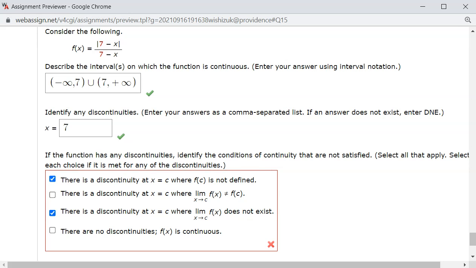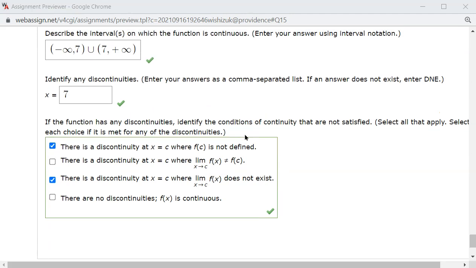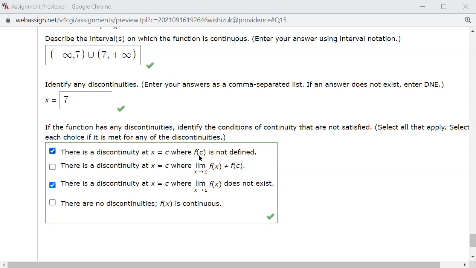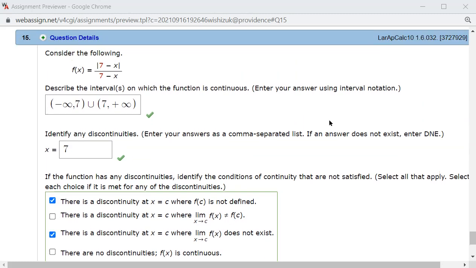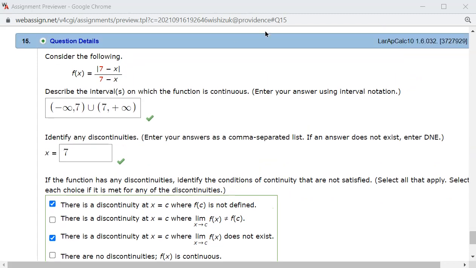Let's check the answer again. I came back and it looks like we got the third part correctly as well. Since f of c is not defined and the limit does not exist, I guess we don't even consider this one. That's why we don't check it. But in my opinion, I should have checked that one. But anyway, that's what the system wants. We know what it is. All right, that's it. I hope that this was clear.